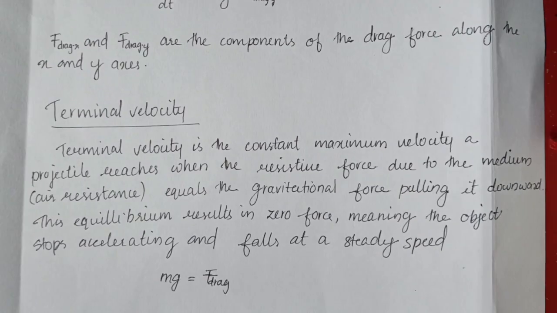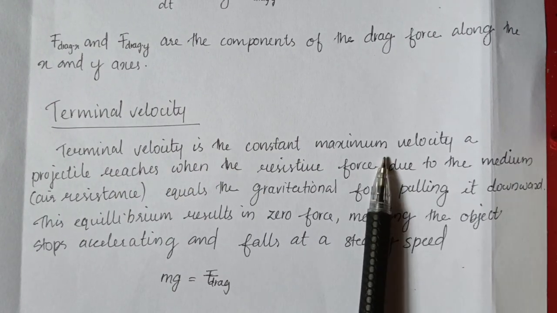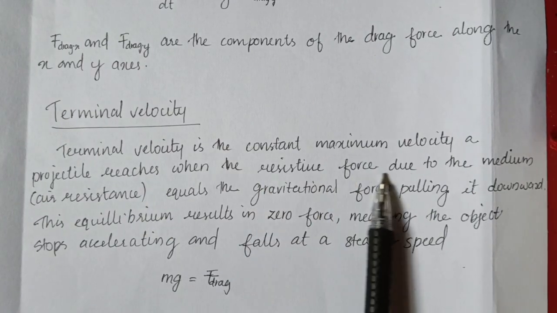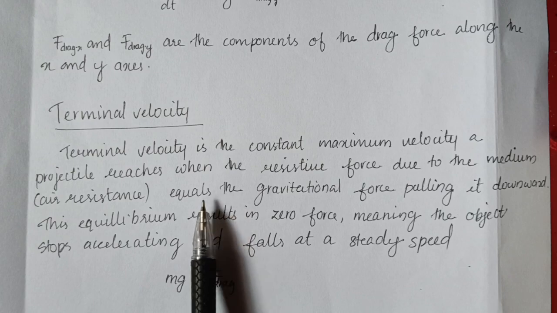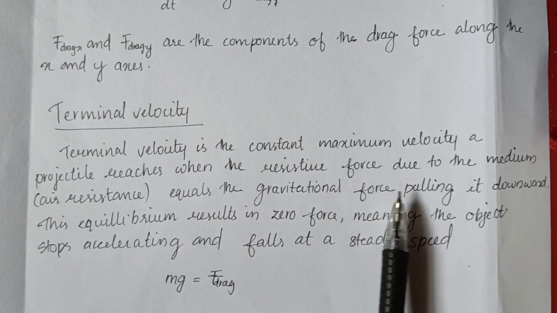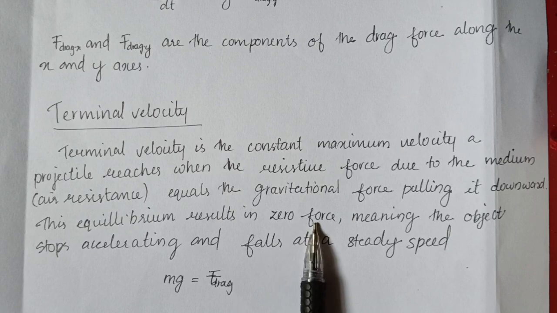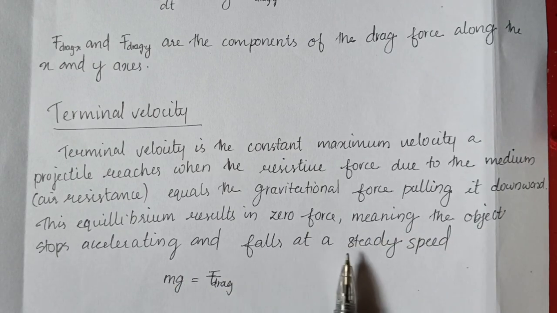Next is terminal velocity. Terminal velocity is the constant maximum velocity a projectile reaches when the resistive force due to the medium, that is air resistance here, equals the gravitational force pulling it downward. This equilibrium results in zero net force, meaning the object stops accelerating and falls at a steady speed. We can represent it as mg is equal to F drag.